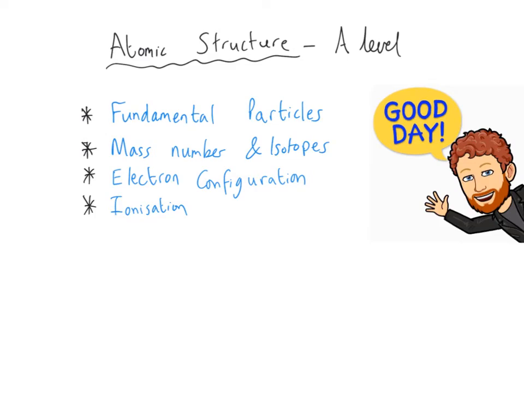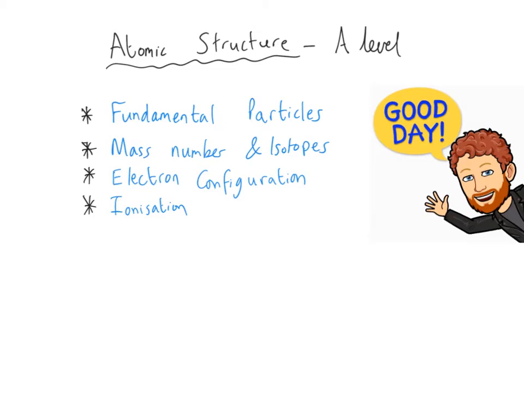Hello everybody and welcome to this video about atomic structure for A-level chemistry. In this video we're going to be looking at fundamental particles, mass number and isotopes, electronic configuration, so that's the arrangement of electrons around the nucleus, and this concept of ionization. So we'll be looking at what ionization is and how we can work out patterns for ionization energy across different periods and down different groups.